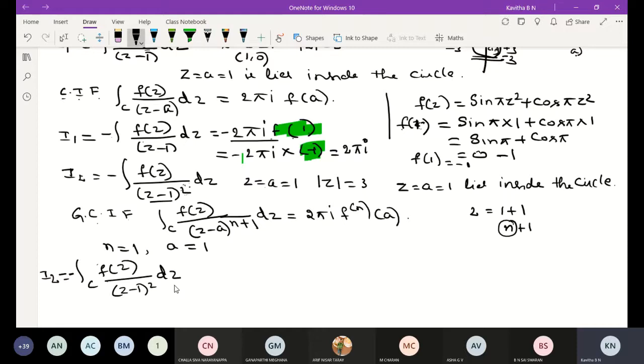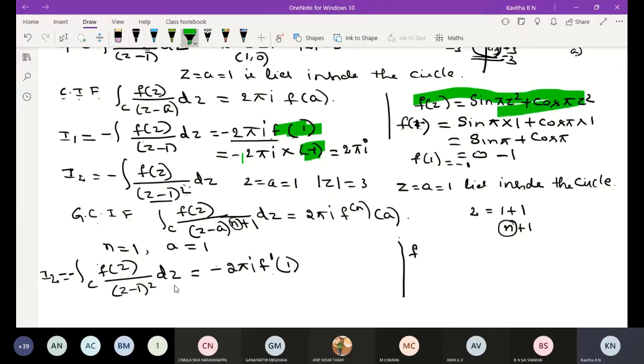Then it is equal to minus 2 pi I f to the power n. In place of n, substitute 1. F to the power 1 of a, with a also 1. Then we need to find f dash of 1. F dash of 1 is nothing but differentiation. Observe here, what is f of z? F of z is sin pi z square plus cos pi z square.